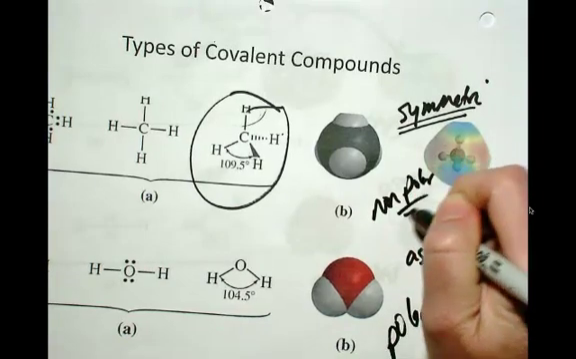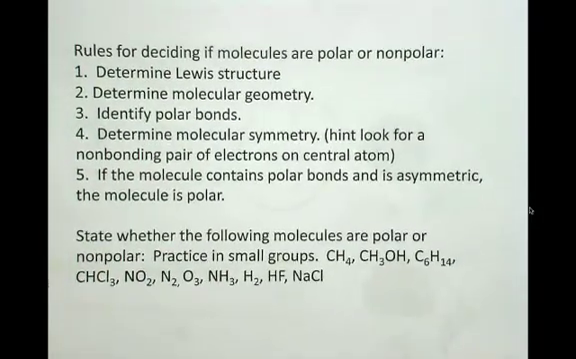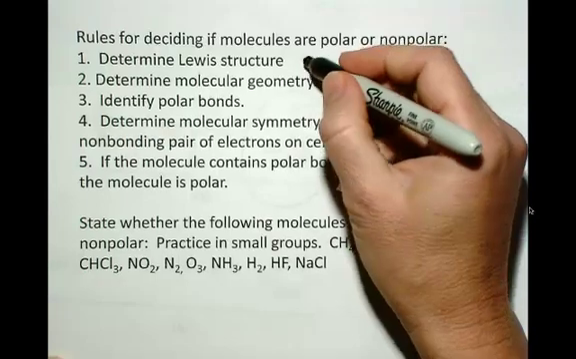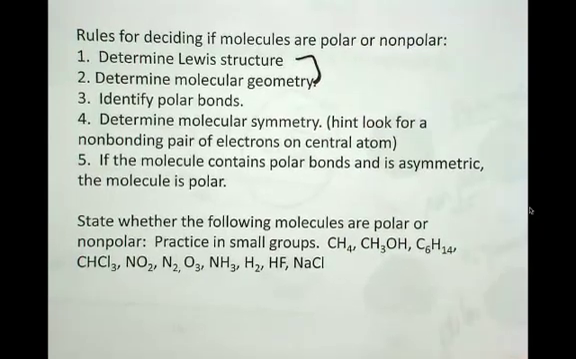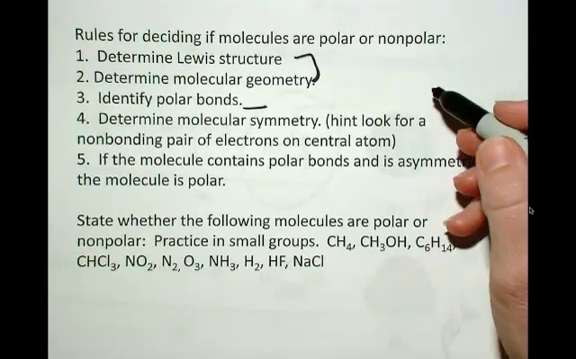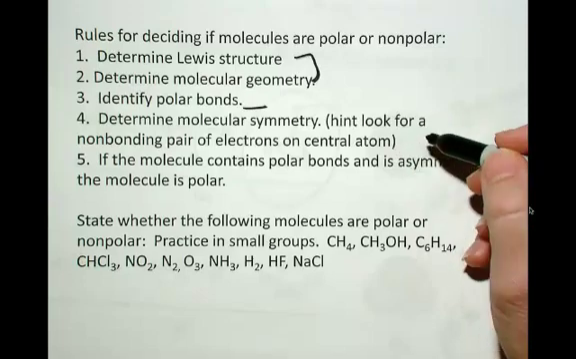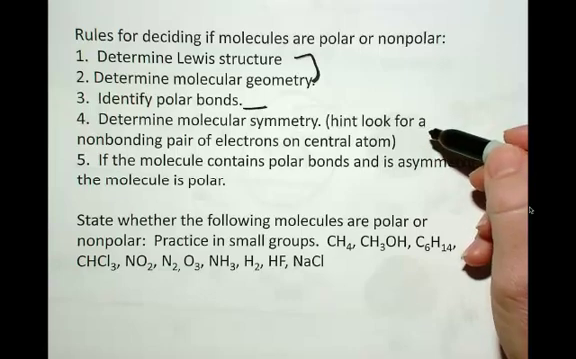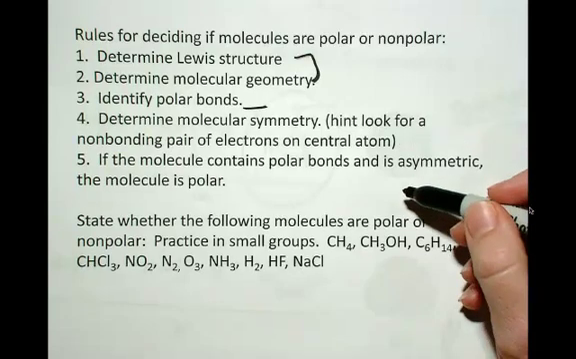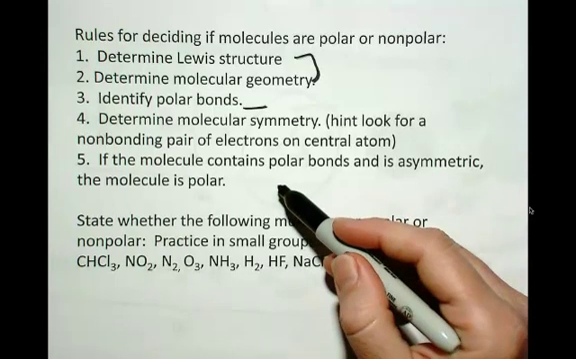All right, so we have a way of looking at molecules and deciding whether or not they're polar or nonpolar, and just some basic rules. First, of course, you have to determine the Lewis structure and the molecular geometry. You've got to know what the thing looks like before you can decide whether or not it's polar or nonpolar. Then you have to identify, are there polar bonds within the molecule? Once you do that, then you look for the symmetry. And you're looking for different atoms or non-bonding pairs of electrons, which will mess up your symmetry on the central atom, that sort of thing. So if the molecule contains polar bonds and is asymmetric, the molecule is then polar.